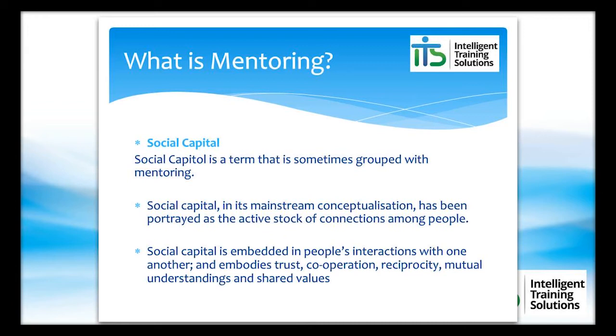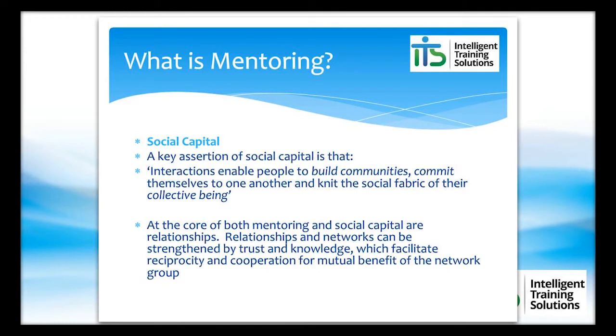And especially when we look at people taking on mentoring roles, those more experienced, helping those new through the door develop a comfort and space and place within that workplace. So social capital is embedded in people's interactions with one another and embodies trust, cooperation, reciprocity, mutual understandings, and shared values. A key assertion of social capital is that interactions enable people to build communities, commit themselves to one another, and knit the social fabric of their collective being.